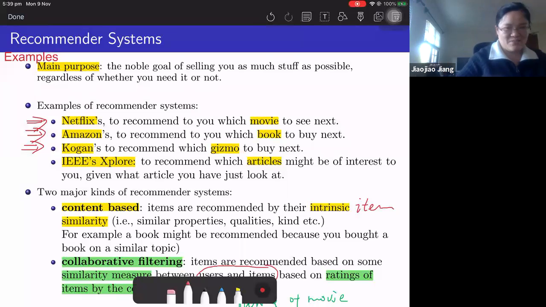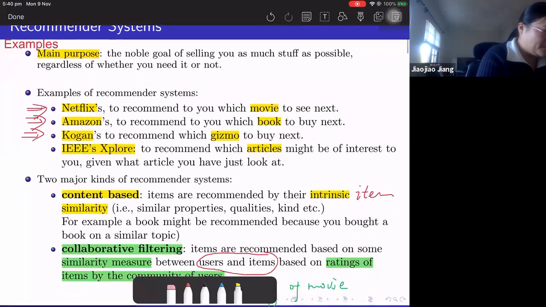And if you're reading papers on IEEE Xplore, IEEE Xplore would recommend which articles might be of interest to you, given what article you have just read, or have just searched through IEEE Xplore.